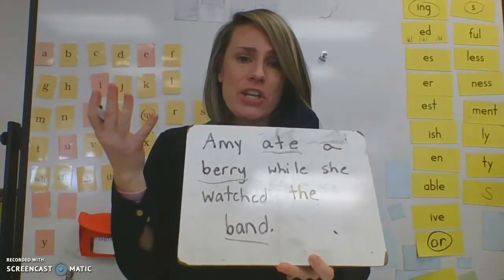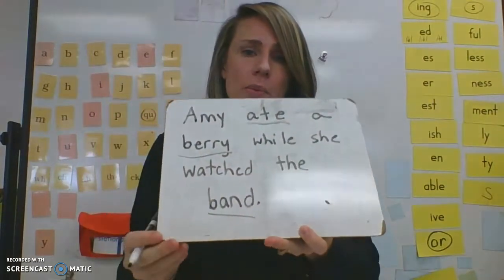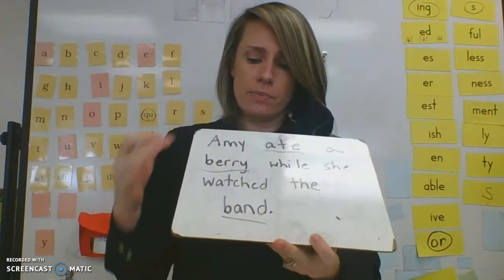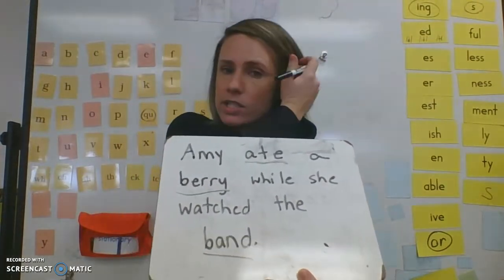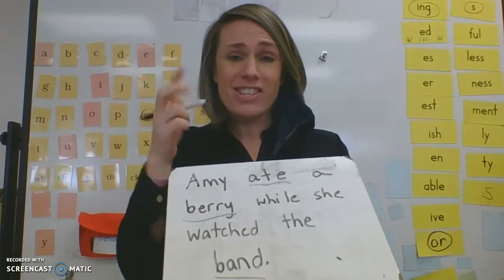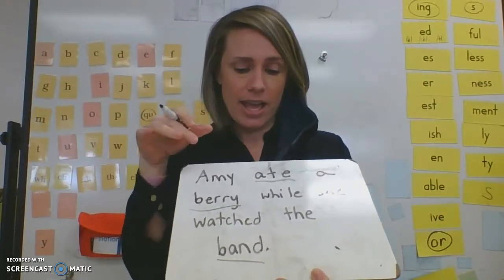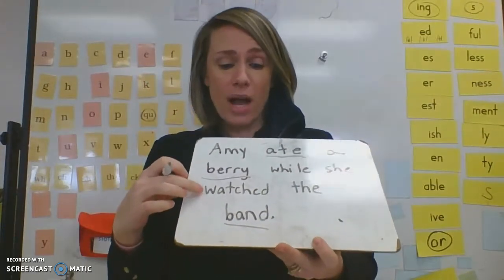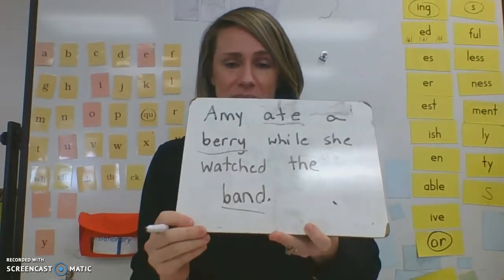And then the next thing we're going to do is really just look at this and talk about the parts of this sentence. What would the subject be here? Who is this about? It's about Amy. And what is my action predicate? What did Amy do? Is there an action? There's actually 2, aren't there? She ate, that's an action, we can eat. She ate a berry. And what's the other thing she was doing? Watching the band. So that's an action, sitting and watching. Or maybe she was standing and watching.